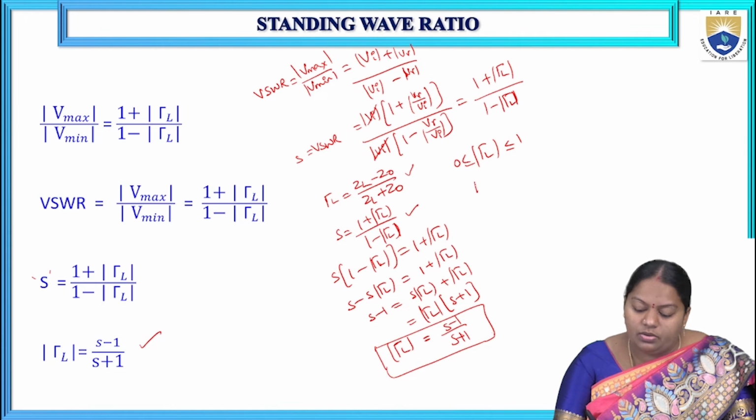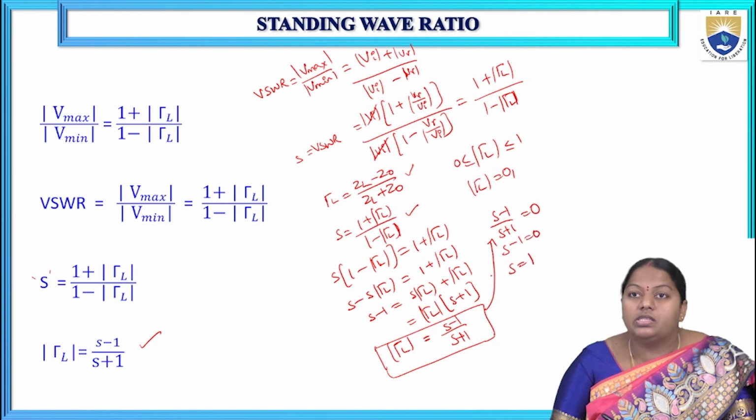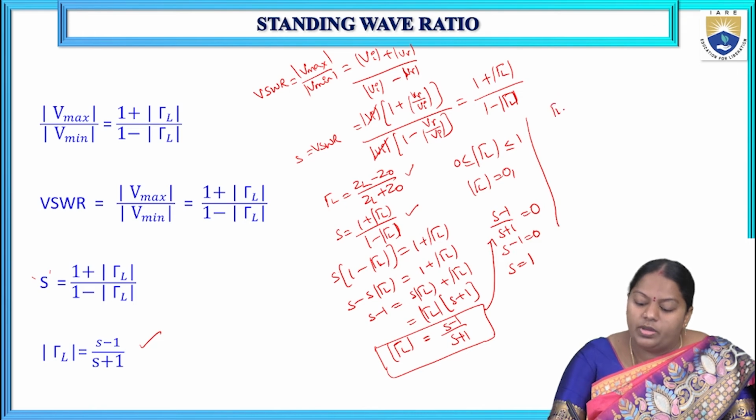Now first substitute, if you consider gamma L is equal to 0. So (S minus 1) by (S plus 1) equal to 0 from this relation, then S minus 1 equal to 0, then S is equal to 1 for the first case. Now, if you are assuming gamma L is equal to 1 for the next case, then it becomes (S minus 1) by (S plus 1) is equal to 1.